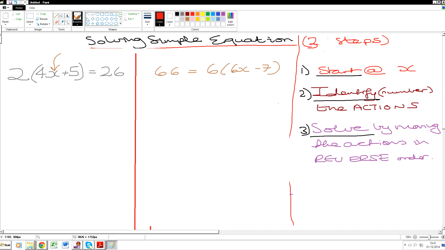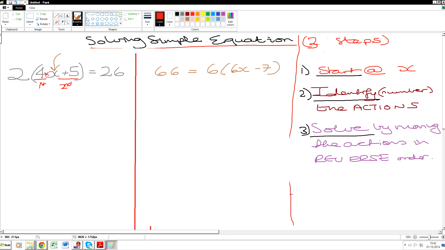Now we have to identify the actions. Identify for me all of the actions in this particular question. Take into consideration there are going to be 3 actions. So what is the first action? 4x? 4x is not an action. Times by 4 is the first action. We underline it, and it is called the first action. What is the second action? +5, well done. Underline it and label that second action.